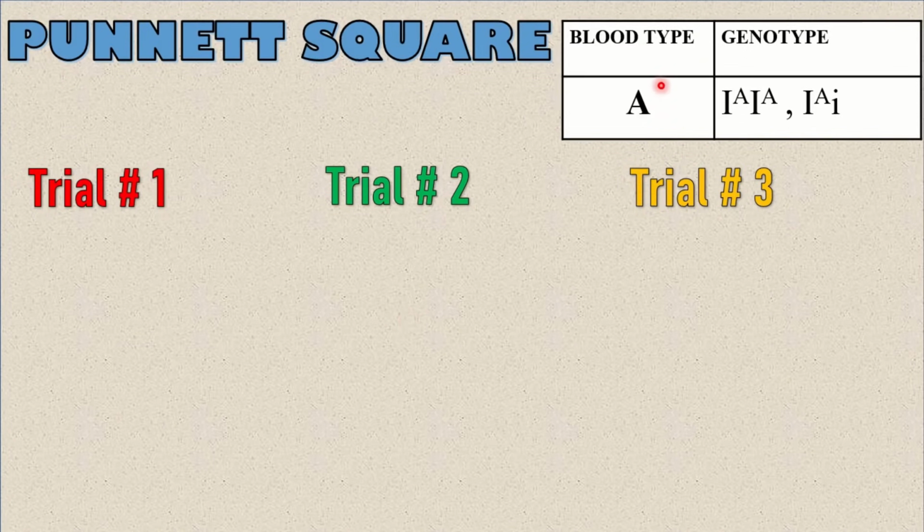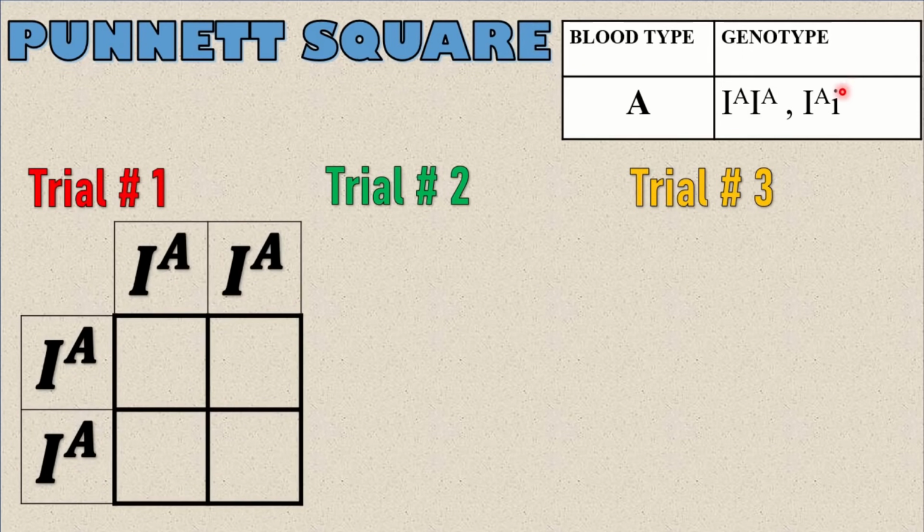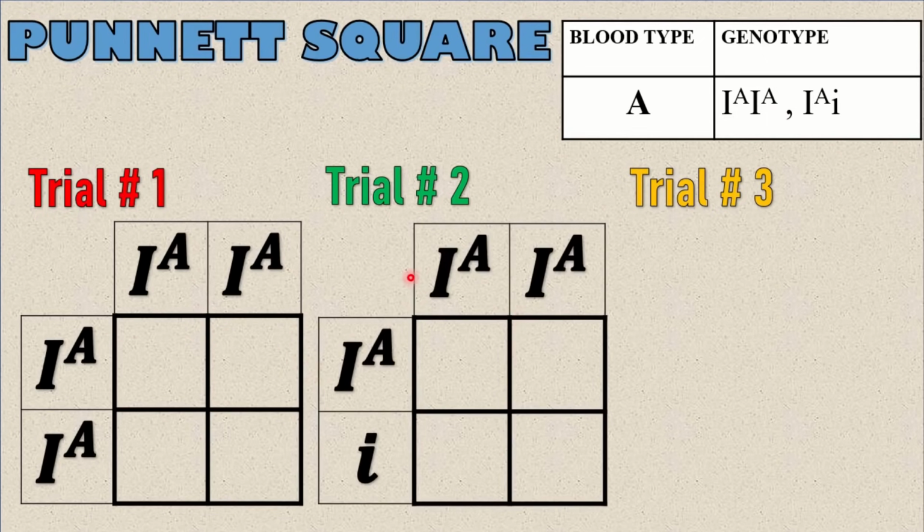For blood type A, we have two kinds of genotype, the homozygous and the heterozygous. According to the problem, there is no specific detail that the parents are homozygous or heterozygous. That is why we are going to do a trial and error. Trial number 1, both parents have homozygous blood type A. You will cross this using Punnett square. For trial 2, one parent is homozygous and the other one is heterozygous.